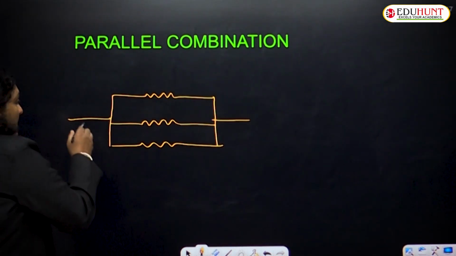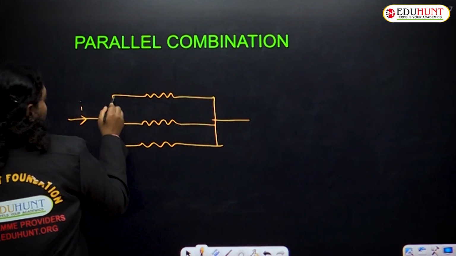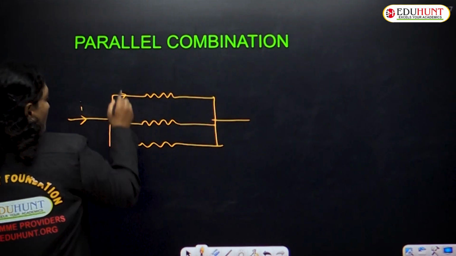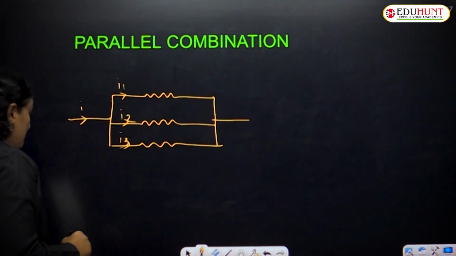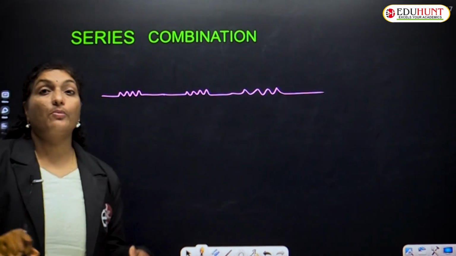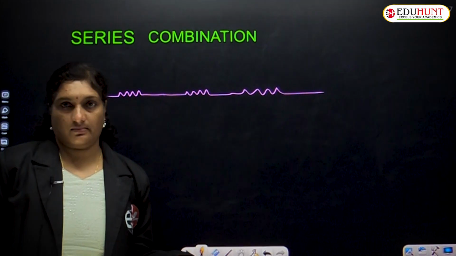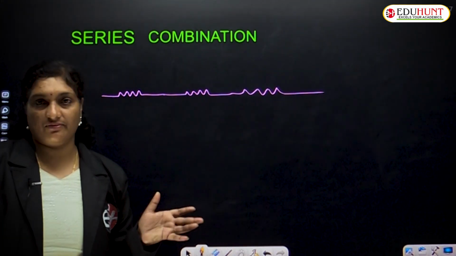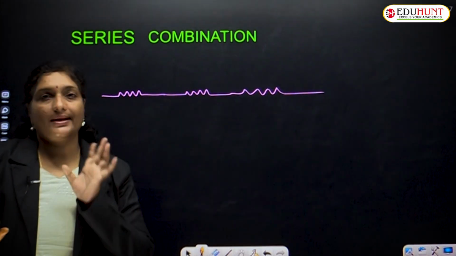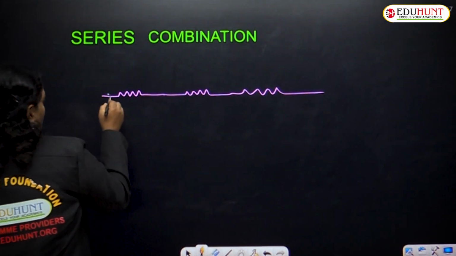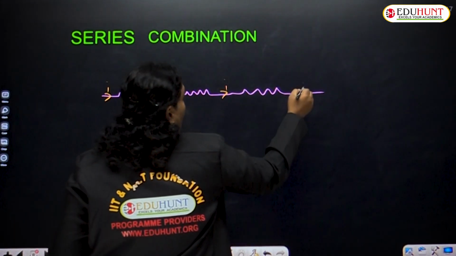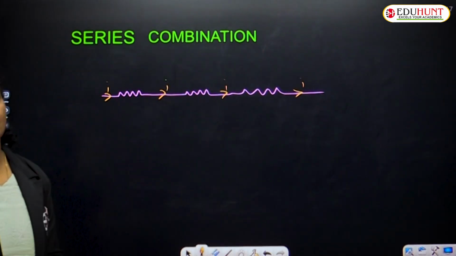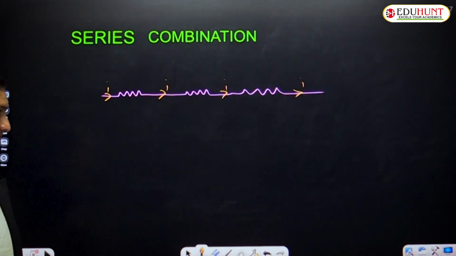Here the amount of current will be divided into the resistors according to I1, I2, I3. But in the series combination, though the potential difference may be different, the current remains constant. So if some current I is passing, the same amount of current I is passing across all the resistors in the series combination.